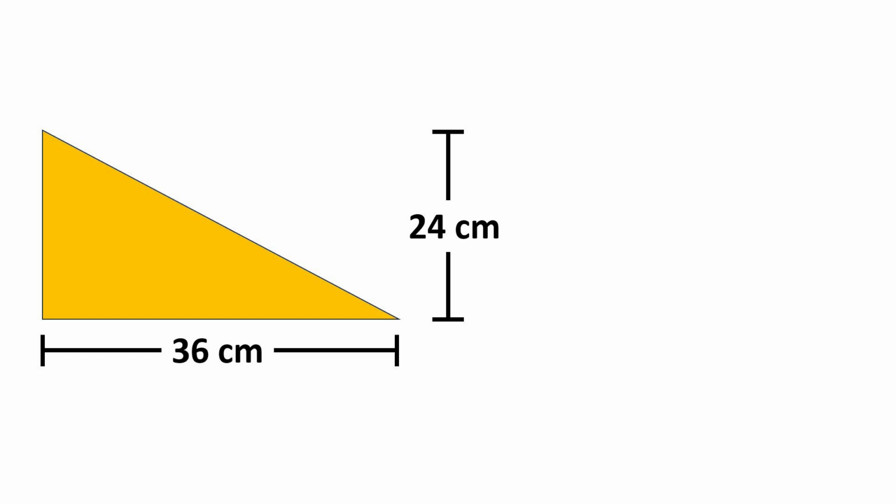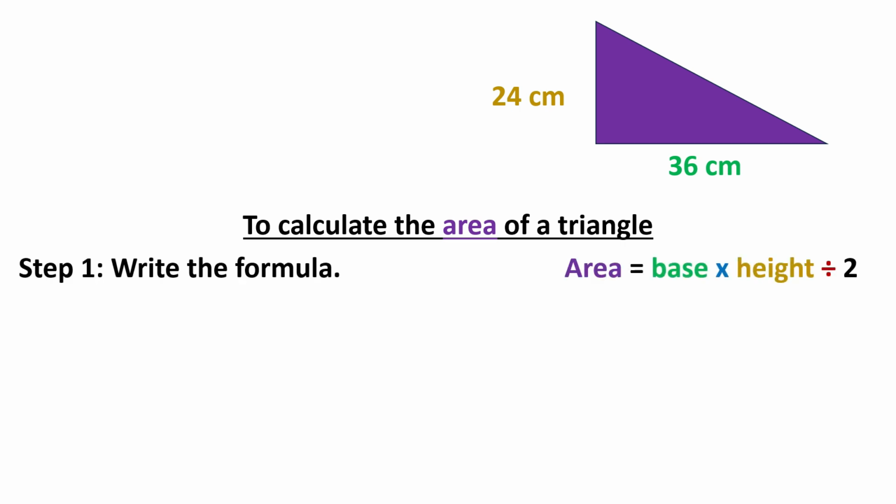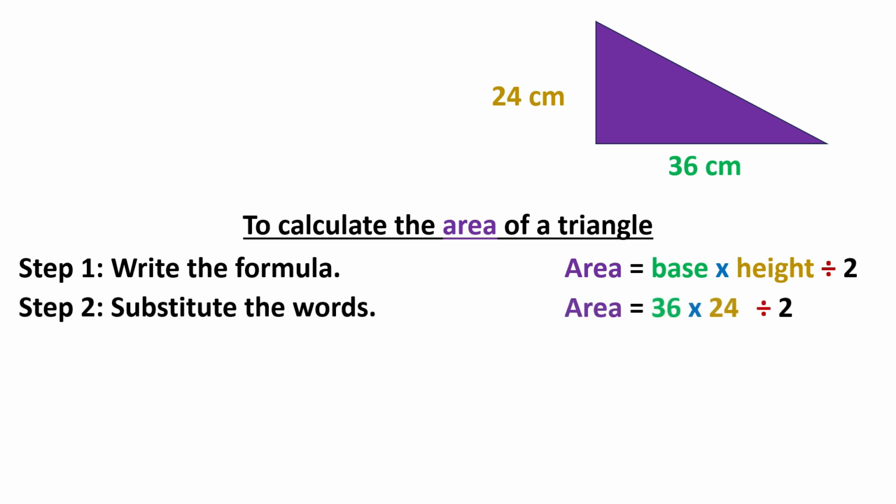Next, let's calculate the area of this triangle. To calculate the area of a triangle, we do 3 steps. Step 1. Write out the formula. Area equals the base times the height divided by 2. Step 2. Substitute the words with numbers. In this case, the base is 36 and the height is 24.